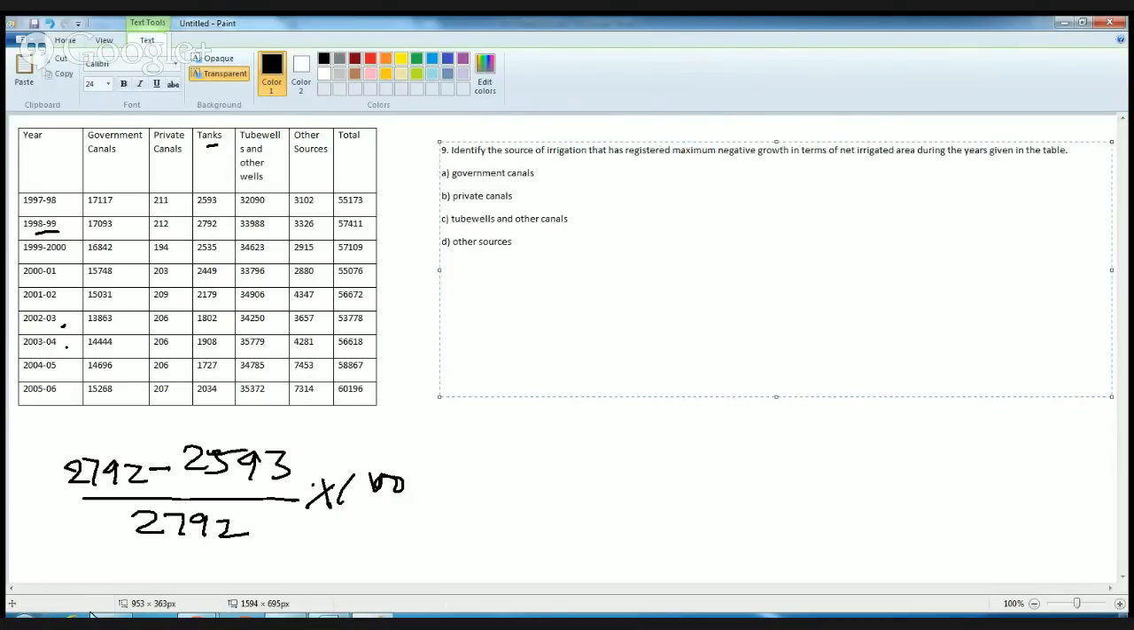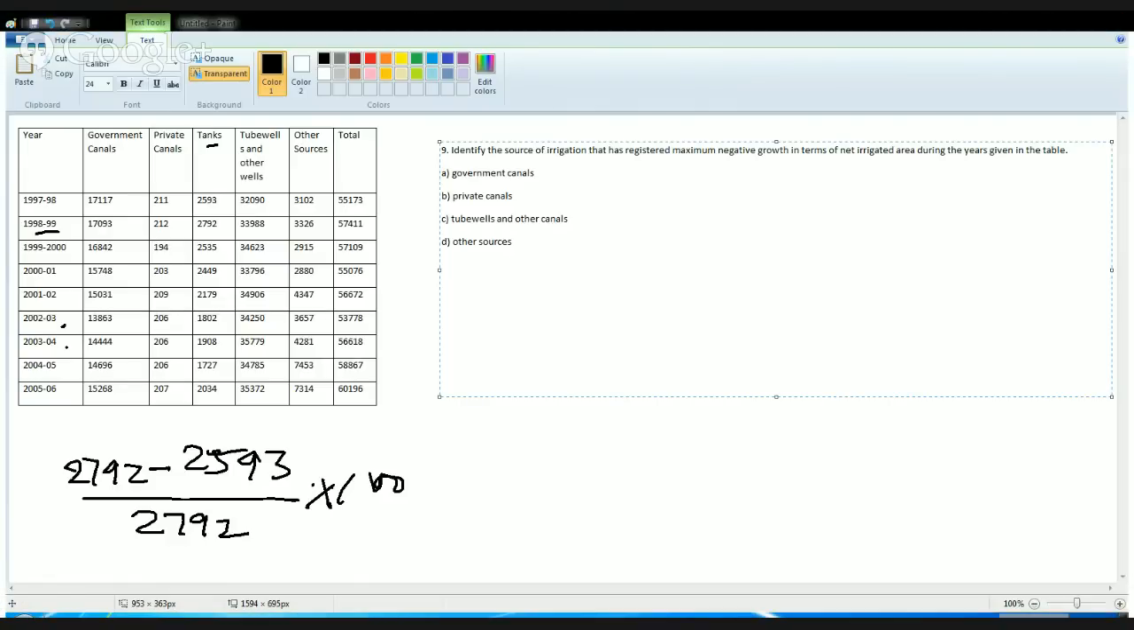In this question, it is easier not to calculate and directly solve the question, because the government canals have a decreasing trend, which is very obvious. In private canals, there is a fluctuating trend. Tube wells again show an increase, then decrease, then increase, and then decrease. So it's a fluctuating trend. So the answer would be government canals in this case, because it shows a continuous decreasing trend, at least till 2002-2003.